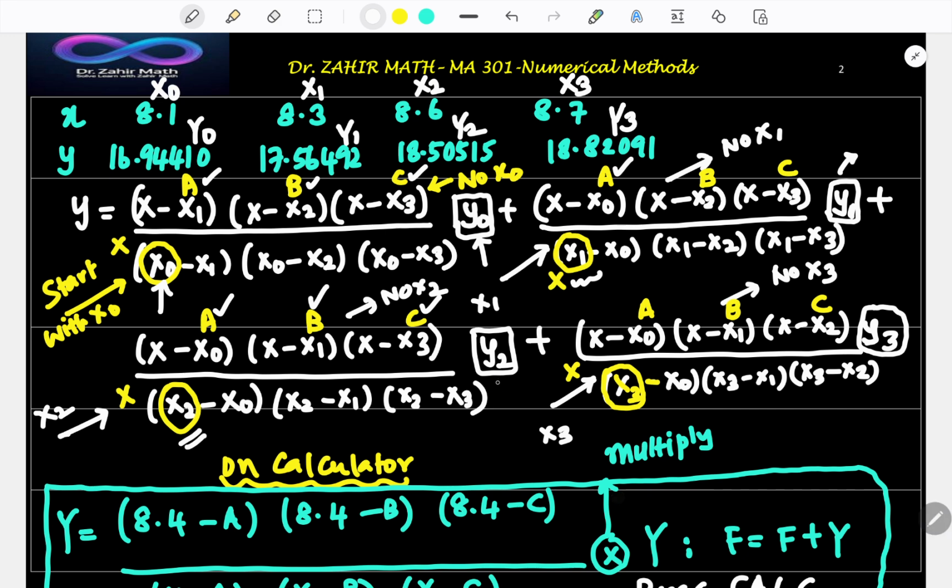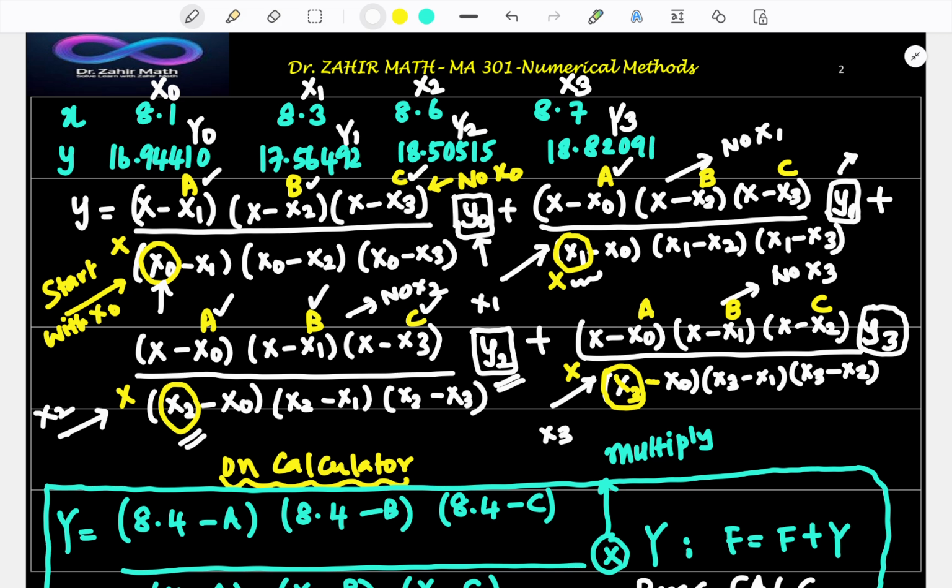It is asking Y. What is your Y? Which is Y2. What is your Y2? Y2 is 18.505 and then 15. Press equal. Don't give any value for F. Don't touch the next Y value. Press equal. Again press equal.